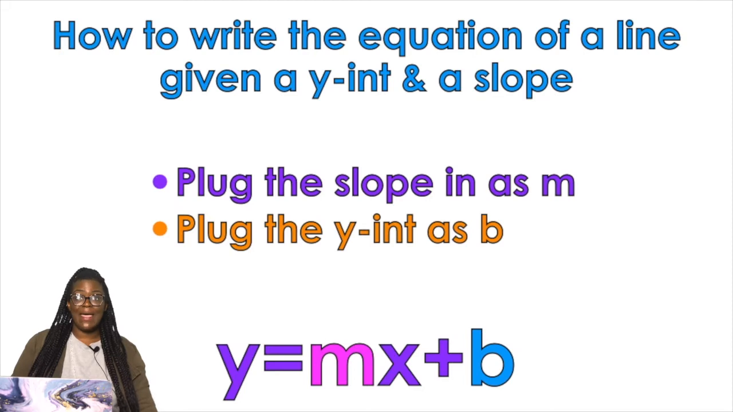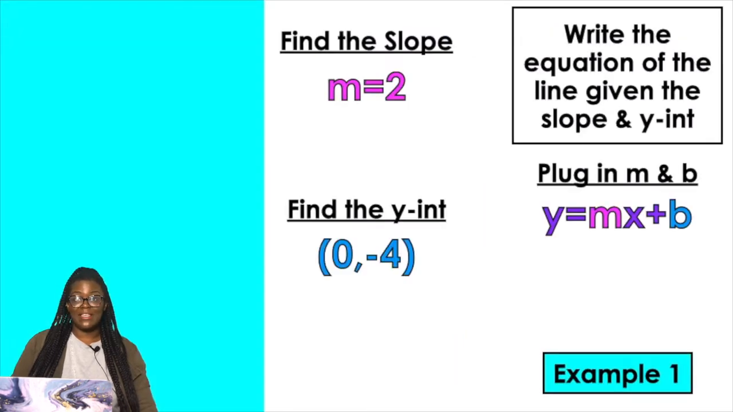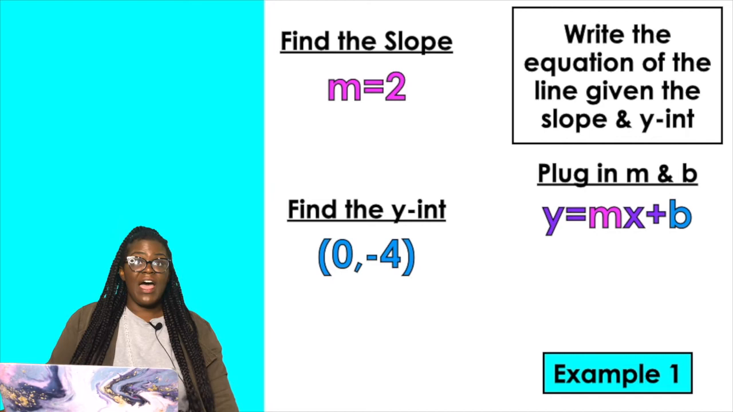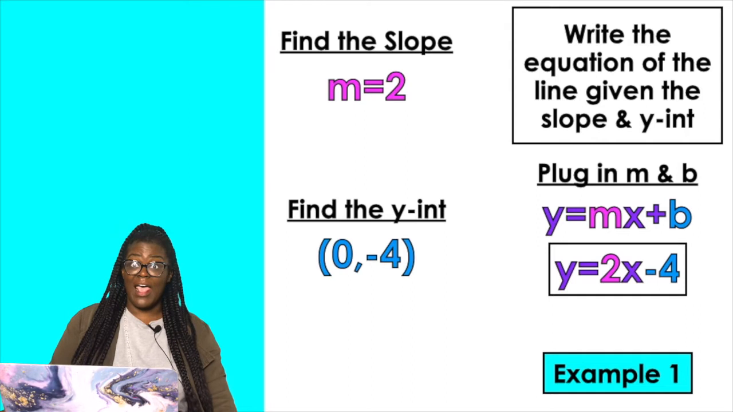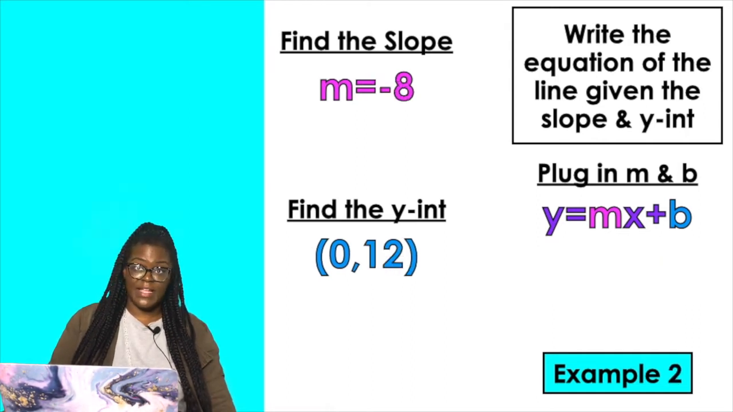Plug the slope in as M. Plug the Y in as B. If I have a slope of 2 and a y-intercept of (0, -4), I take the 2, I plug it in for M. I take the negative 4, and I plug it in for B. And that's my answer. I know, you're like, that's way too easy, but yep.